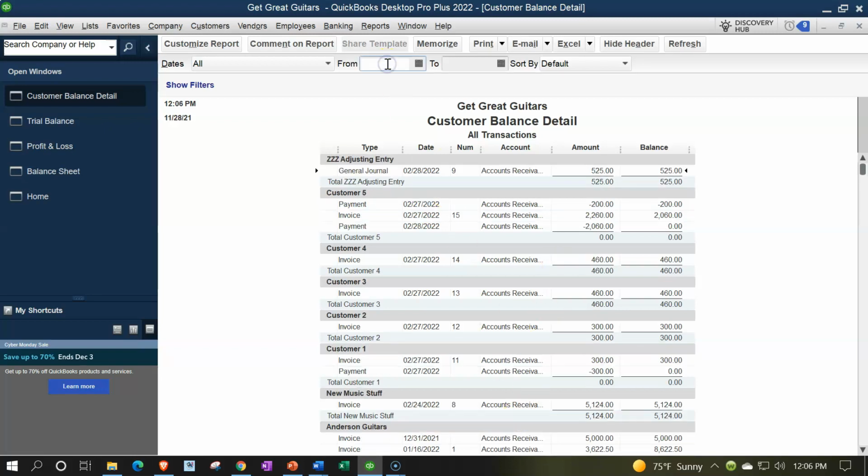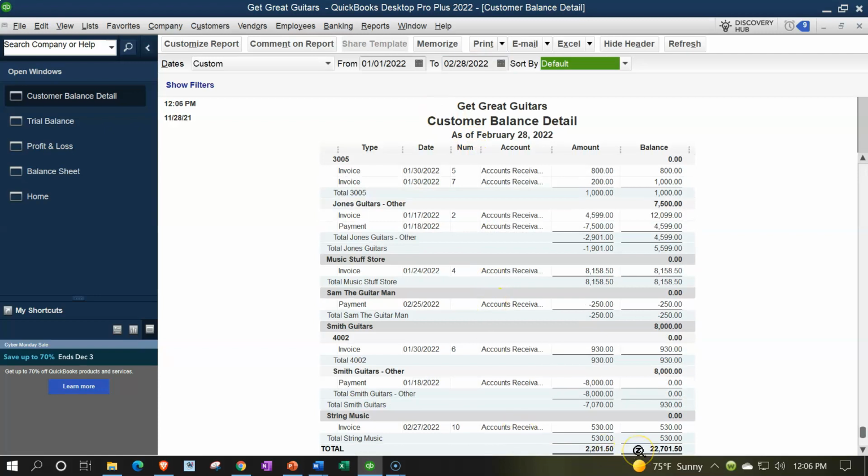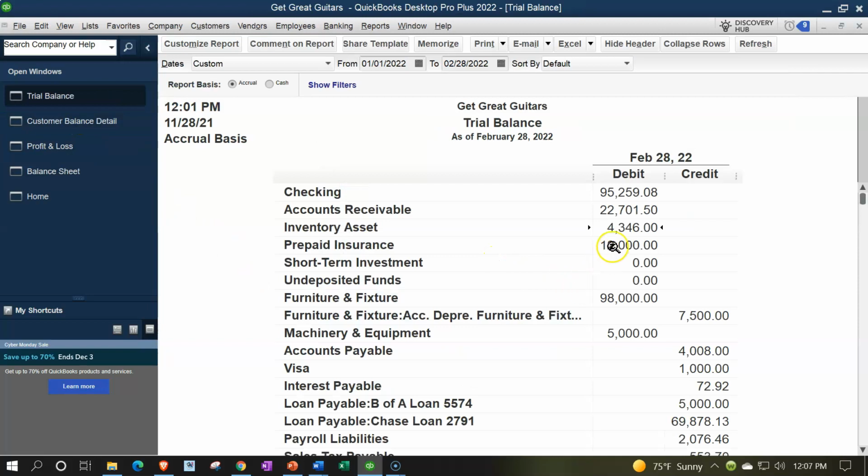So if I was to make this date range from 01/01/22 to 02/28/22, we then see the total down here is still tying out to the 22/7/01/50, and that's going to be the 22/7/01/50 here. They forced us to tie it out by making us use a customer, which QuickBooks does. Some other accounting software doesn't do that.